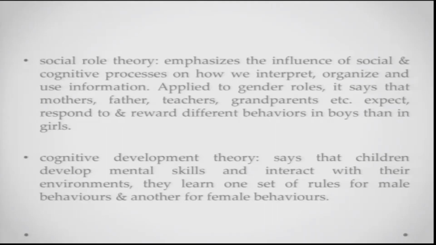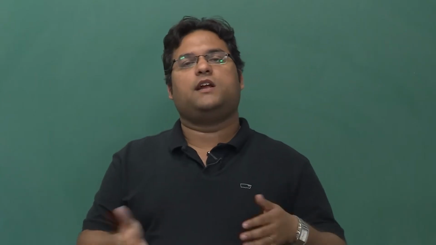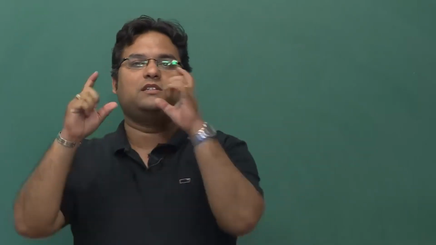Now finally there is the cognitive development theory. Again, I am still talking about social development. It says that children develop mental skills and interact with their environments in particular ways, and that they learn one set of rules for male behaviors and one set of rules for female behaviors. Again, complementing this whole idea of gender identity and gender roles, it says that it's not only social roles that are being imposed, cognitively you start understanding things as given. Okay, this is how a boy should behave, this is how a girl should behave, and this is a given. This is basically how my reasoning tells me that I should behave. Not only social role, but mentally, cognitively, I have just started seeing the world through these glasses.